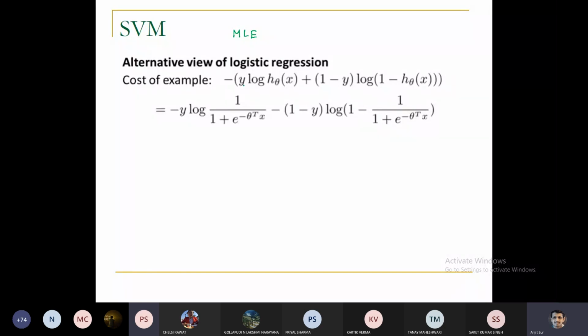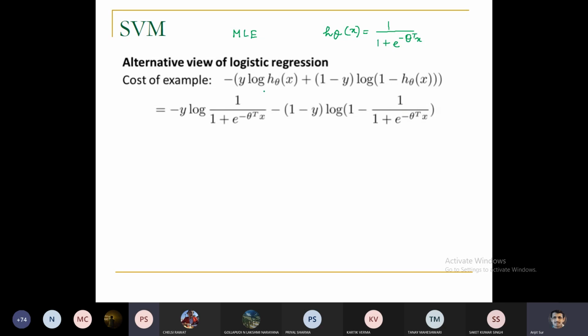The cost function was, with a minus in front, y log of h theta x plus 1 minus y log of 1 minus h theta x. Actually this was minus log and this is minus log, so we just take the minus common. Here h theta x is basically 1 by 1 plus e to the power minus theta transpose x. That is our sigmoidal hypothesis function.